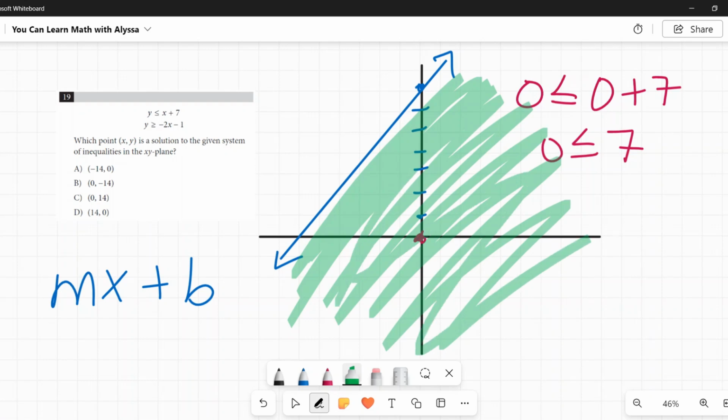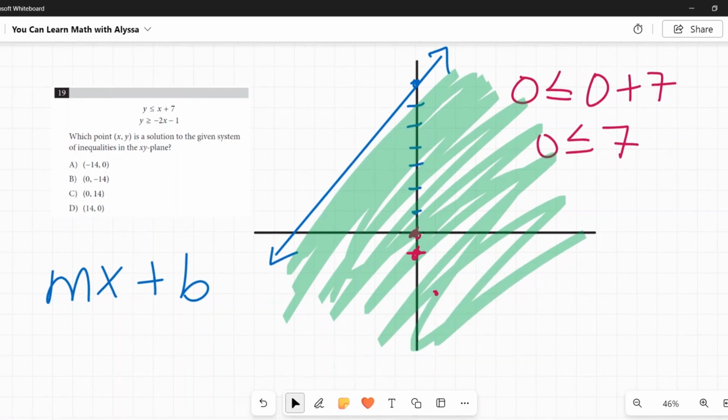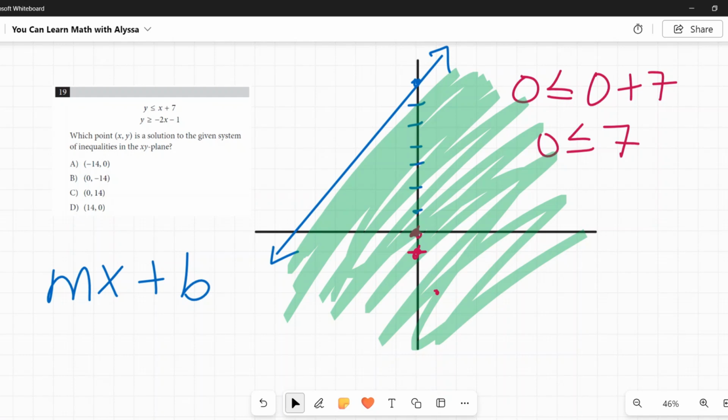Now my other one, y is greater than or equal to negative 2x minus 1. Using our same mx plus b, negative 1 is my y-intercept. Negative 2 means it goes down 2, then to the right 1. The whiteboard doesn't like it when I draw dots. It's a glitch. Okay, so there's my little negative 2 slope. It goes down 2 to the right 1. That's that negative 2, rise over run, negative 2 over 1.